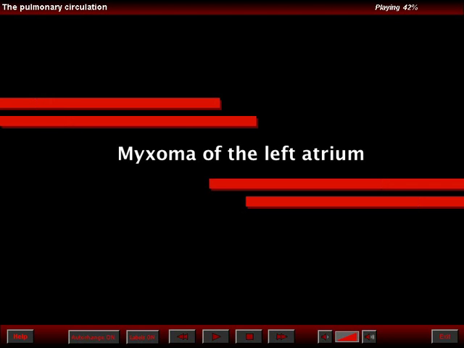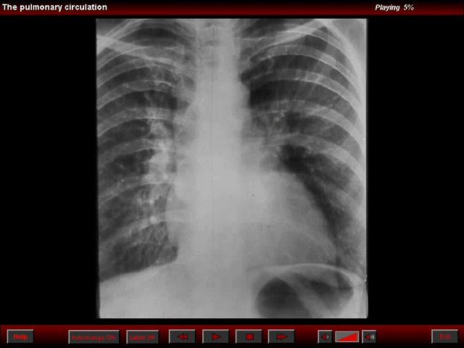Myxoma of the left atrium can also mimic radiographically mitral stenosis. This is a frontal view of the chest of a patient with myxoma of the left atrium. Note that there are prominent vessels in the central part of the lung and evidence of blood flow redistribution to the upper lobe.